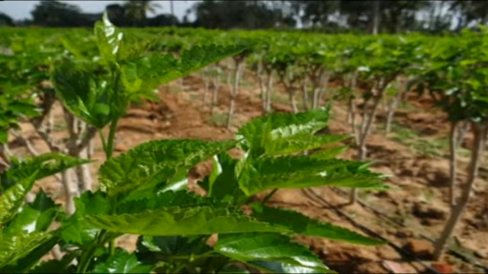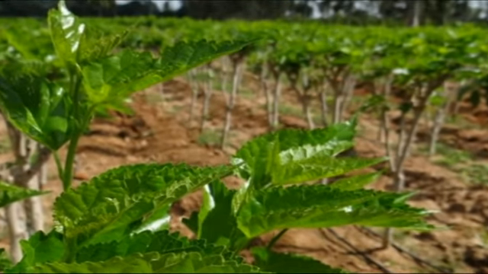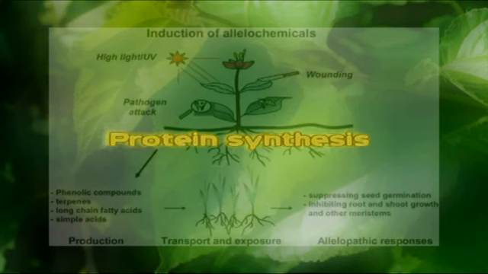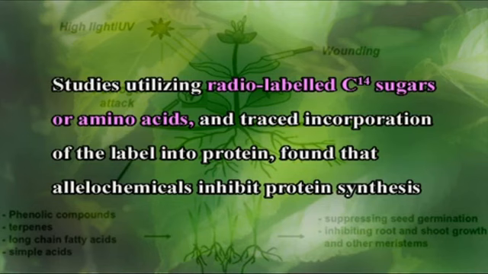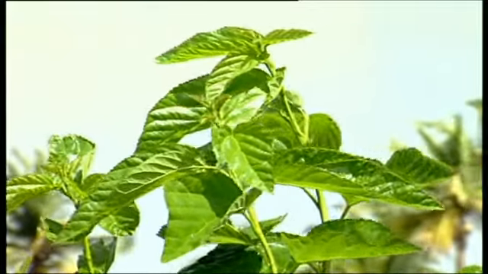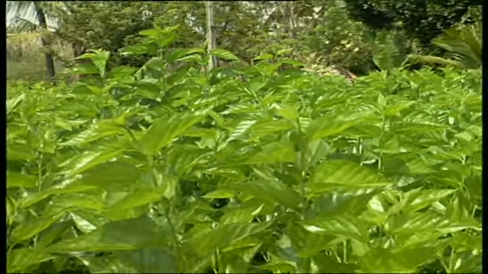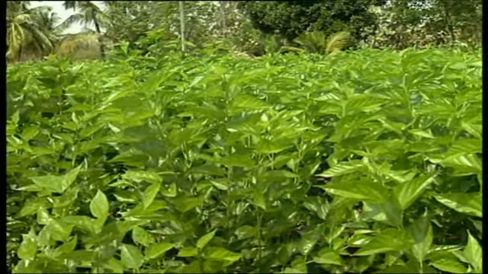Respiration: allelochemicals can stimulate or inhibit respiration, both of which can be harmful to the energy production process, Rice 1974. Protein synthesis: studies utilizing radio-labeled C14 sugars or amino acids and tracing incorporation of label into the protein found that allelochemicals inhibit protein synthesis. Conducting tissue, water relations, genetic material, etc. are also part of it. Under natural conditions, the action of allelochemicals seems to revolve around a fine-tuned regulative process in which many such compounds may act together on one or more of the above processes.